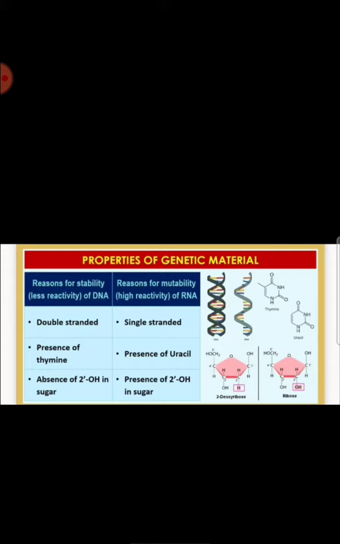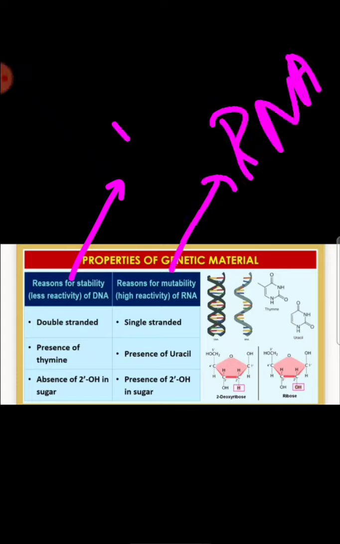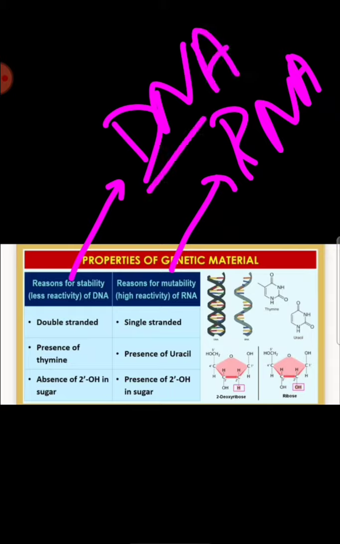Okay, so first thing, why is the DNA more stable than RNA? First thing, we got to know that RNA is more active compared to DNA. DNA is less active, right? And DNA is double stranded compared to RNA.